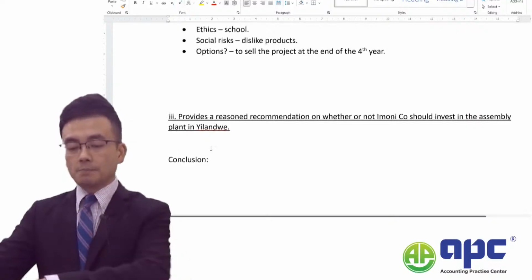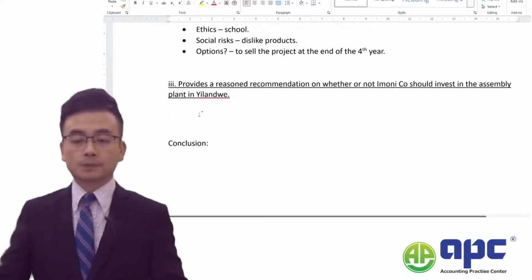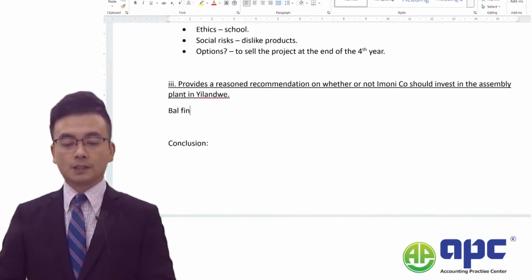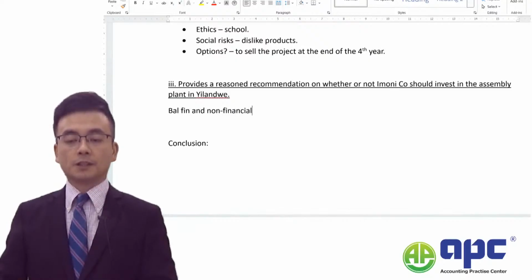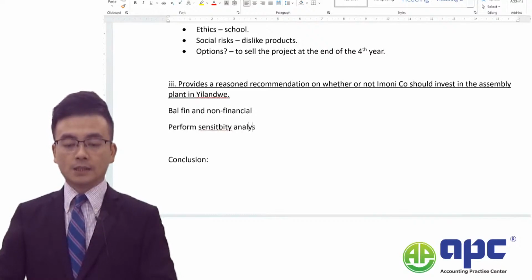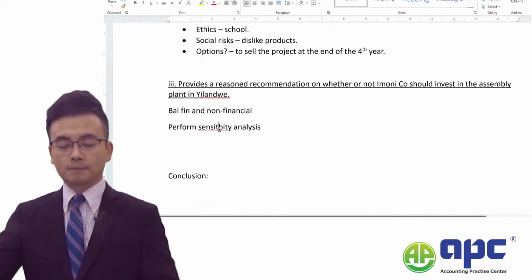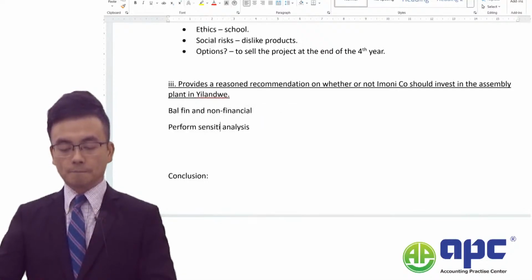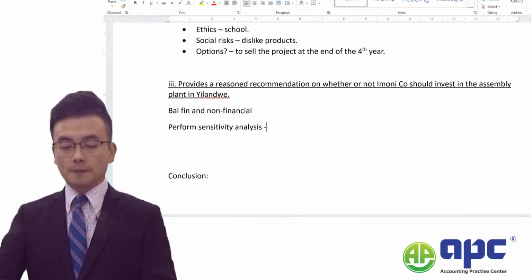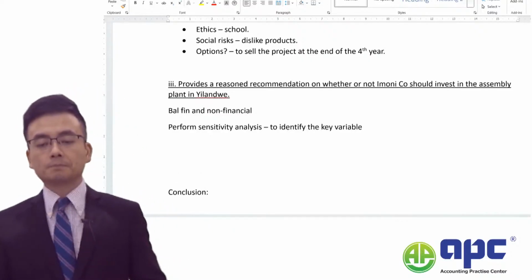Of course, finally, provide a reasoned recommendation where it obviously invests, so that we can balance the financial and non-financial benefits of such, and also we can perform sensitivity analysis based on that, to consider the risks related to it, and of course to identify the key variable, the maximum that the key variable can change, for example.